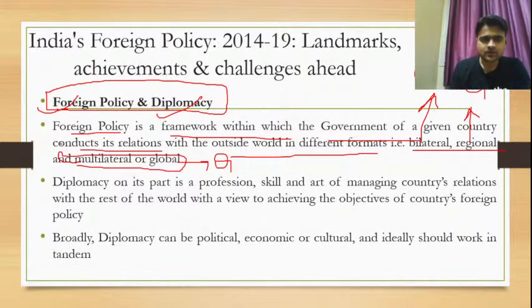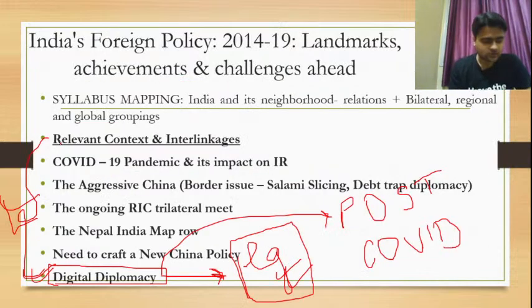So foreign policy means the overall objective, the way we, or for example if we take India. Fine. Okay, so Jitesh is asking whether it is e-commerce. No, it is not e-commerce, Jitesh. Fine. Digital diplomacy is not e-commerce. Okay, so think differently. Give me some other response.